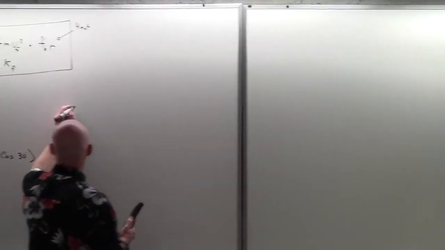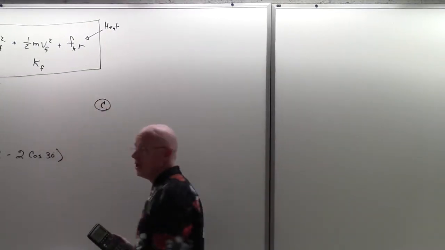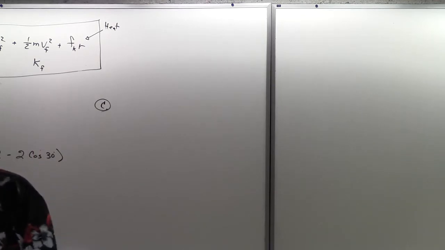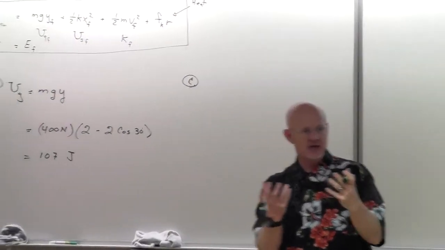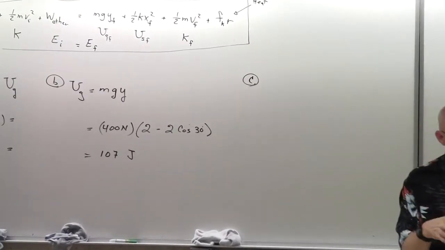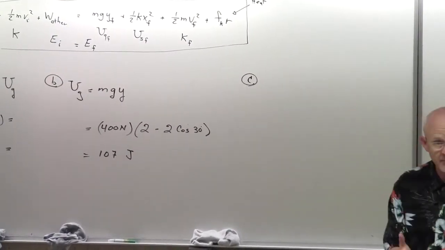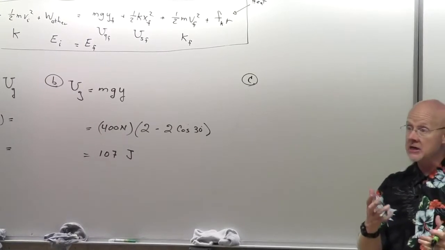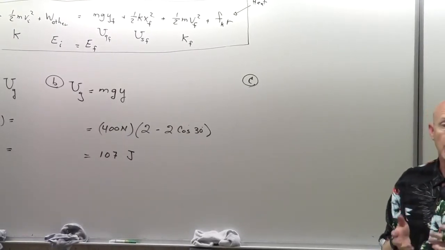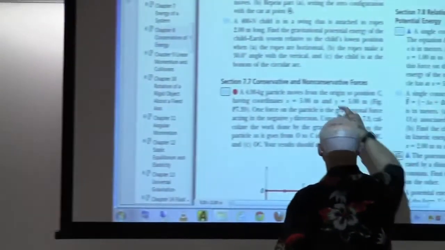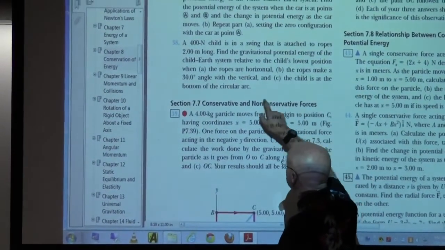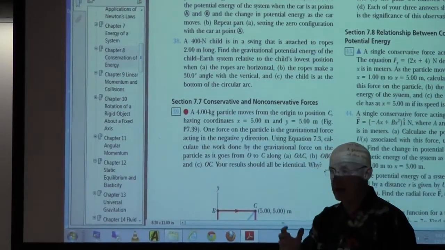And given everything we've already said, then C should be the easiest one of all. And once you understand, you can't even question why would he give you such an easy one? But he wants to make sure you understand that you can measure it relative to something, and you can pick that. And in our case, he's saying, pick it to be the lowest part on the swing. So when he says in C, what is the potential energy of the child at the bottom of the circular arc? Answer?